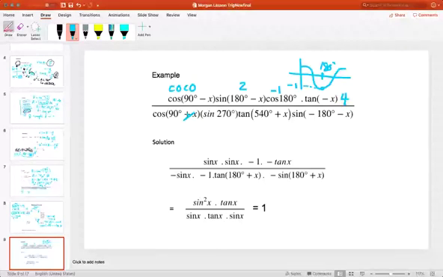Then we've got cos of 90 plus x. That, again, is CoCo rule. Sin of 270, well, that's not a reduction. That's asking us to remember our original trig graph.